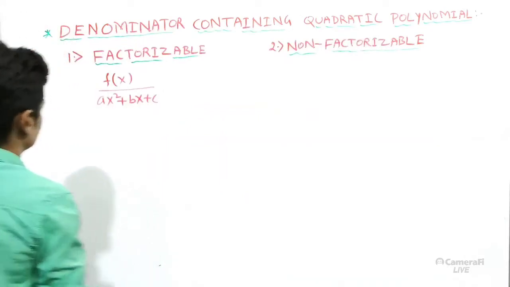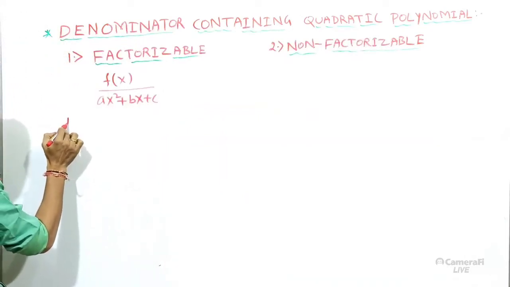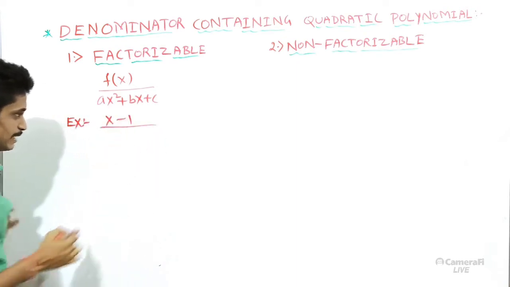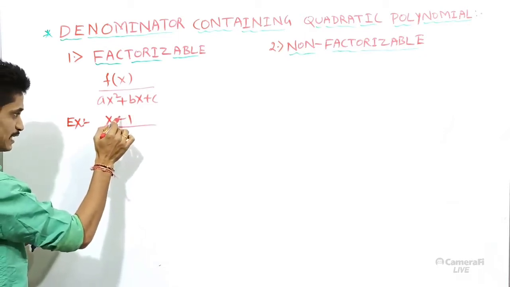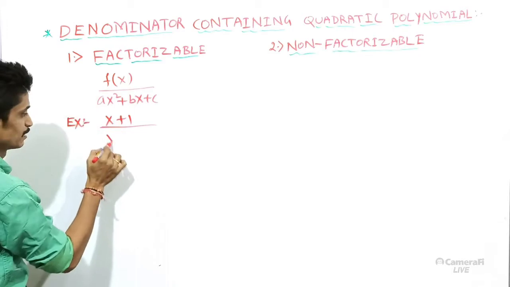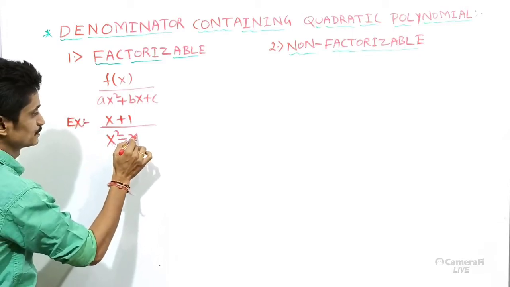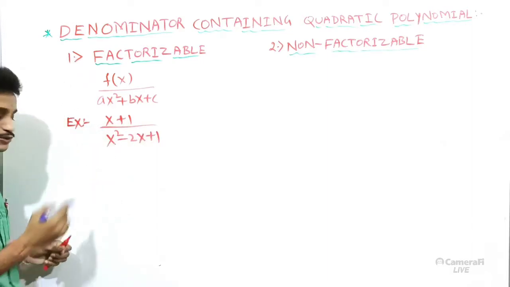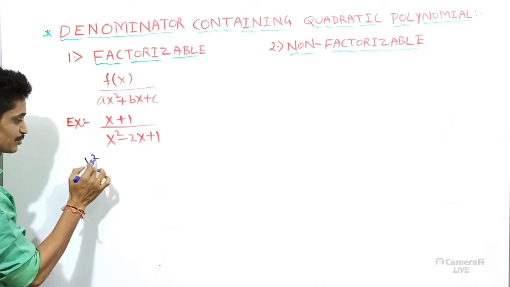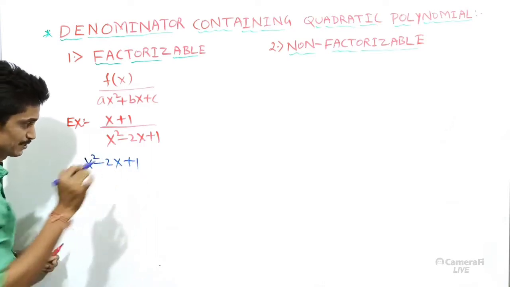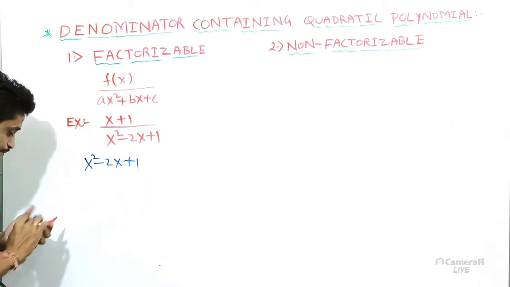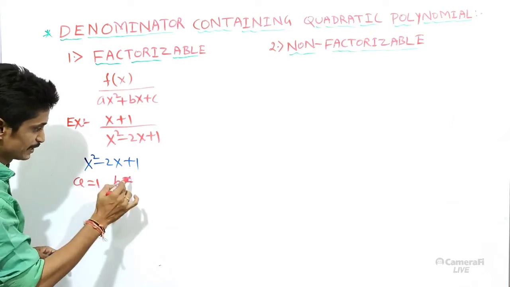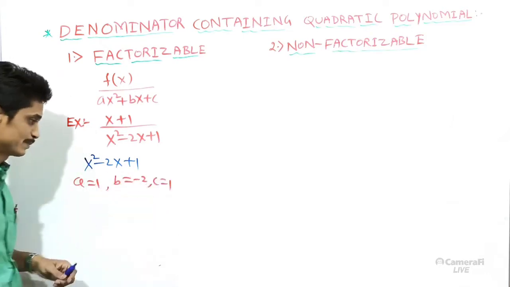The next type, another example: x plus 1 divided by x square minus 2x plus 1. Just try to factorize this one. I will write on the side x square minus 2x plus 1. What is the a value? The coefficient of x square is 1. The b value, the x coefficient, is minus 2. The c value will be 1.